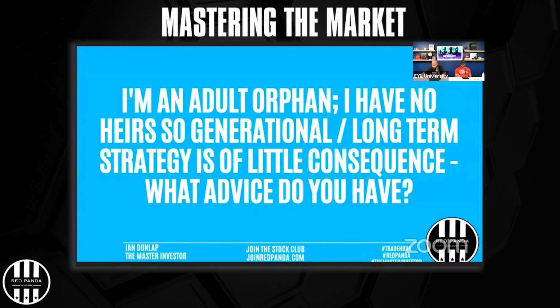I'm an adult orphan. I have no generational heirs. Long-term strategy is of little consequence. What advice do you have? I still think that you need to find a person or an entity to give your money to after you pass. But if you have a personal goal just to make a lot of money, it's the advice that I give to everybody in Red Panda.